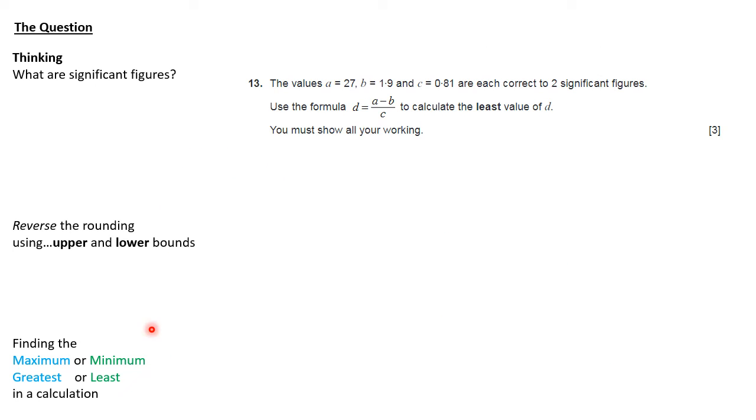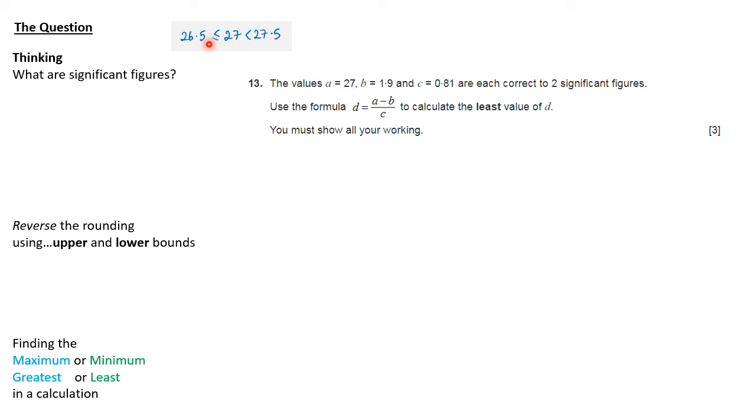So now we're going to put those steps together and deal with the exam question. We've been given three values, A, B and C, all correct to two significant figures, a formula to pop them into, and we're asked to calculate the least possible value when we do this calculation, and we need to show our working. So the first thing I do when I'm doing one of these questions, I write all of these down and I write down the upper and the lower bound, acknowledging that these are done to two significant figures.